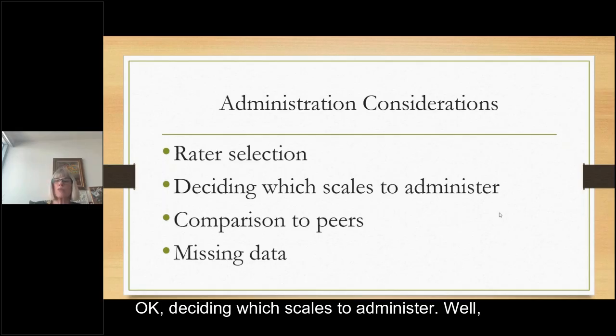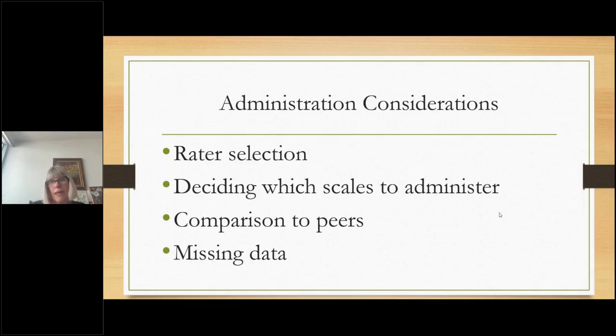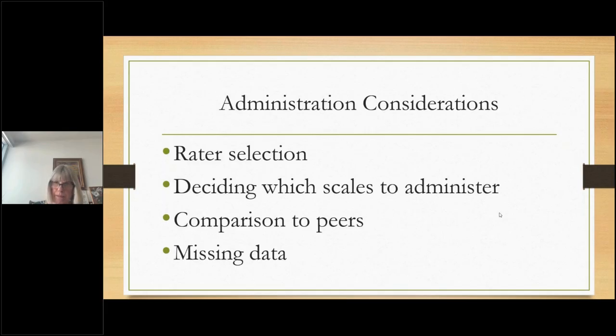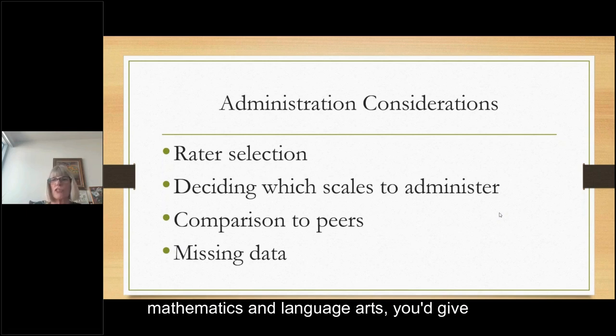Okay, deciding which scales to administer. Well, obviously you'd want to administer the scales that match your program. And so let's say you have both mathematics and language arts, you'd give the mathematics and language arts. Or if you had a STEM program, you'd probably do science and mathematics. You'd consider giving the general intellectual ability measure, depending on the programming and what you want to do with it.